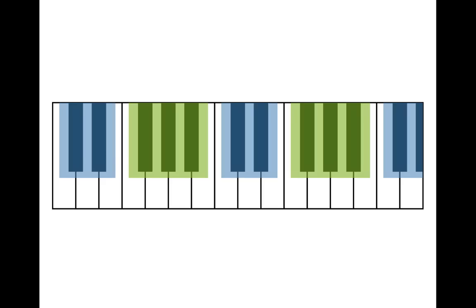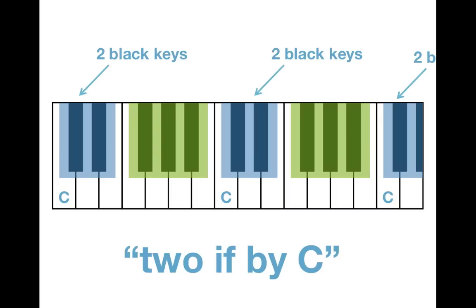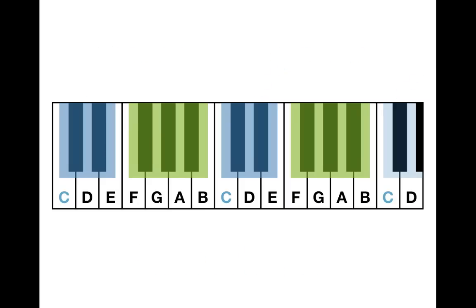Remember that the black keys are laid out in groups of two or three. Every time you see a group of two black keys, the letter C is immediately to the left, on that first white key to the left of those two black keys. That's why it's important to remember two if by C. Because if you can find a group of two black keys, you go to the white key immediately to the left, that's C, and then you can fill in the rest of the musical alphabet.